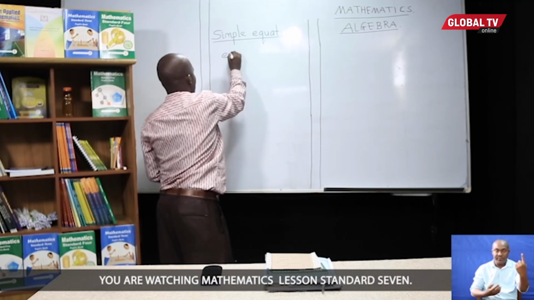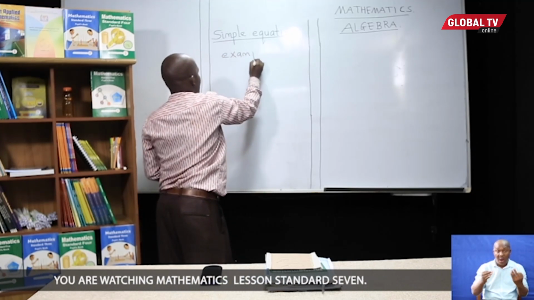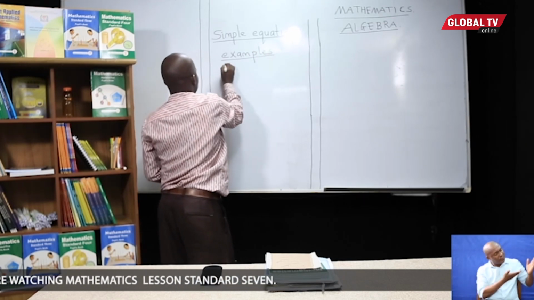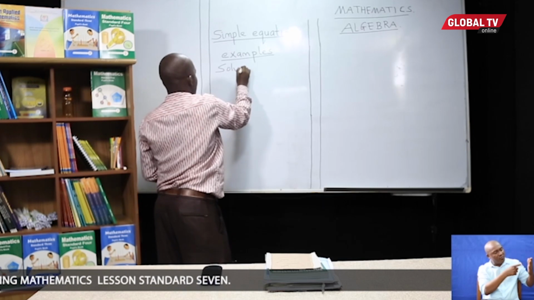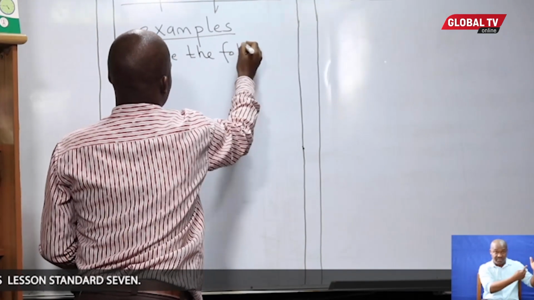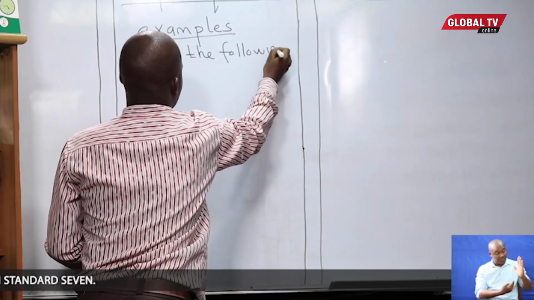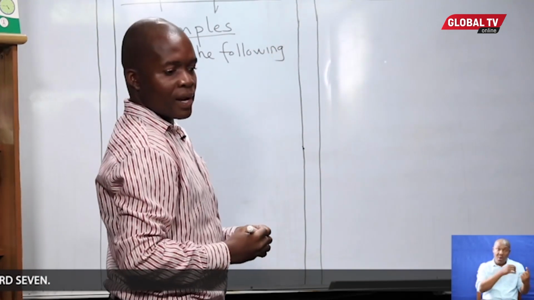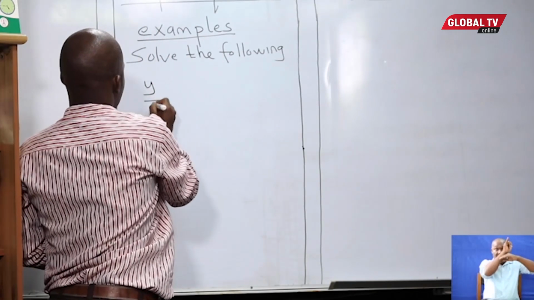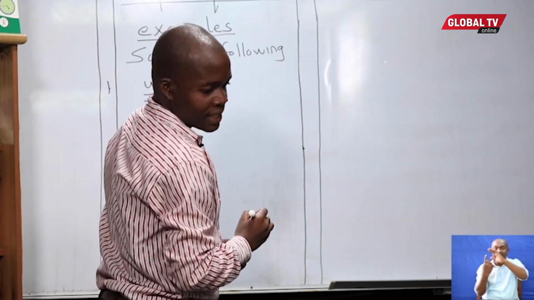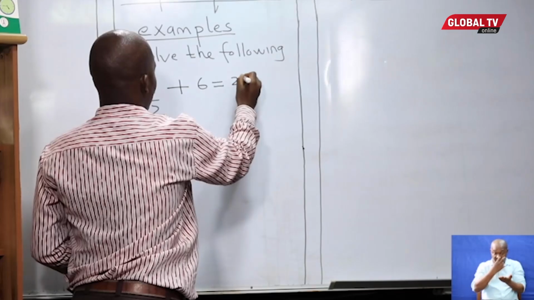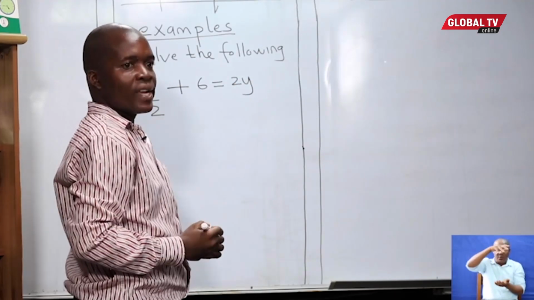Examples. Examples of how to solve simple equations. Solve the following questions. Example number 1: y over 2 plus 6. The answer is 2y. Find the value of letter y.